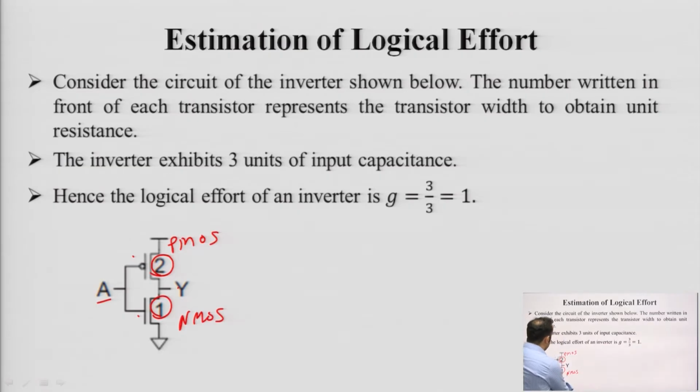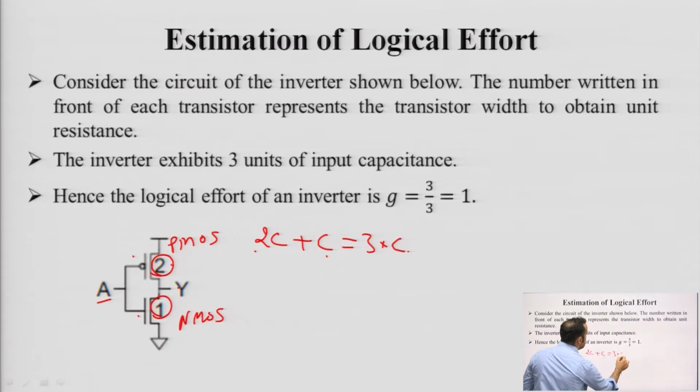So, whatever input you apply to this inverter, it is going to see 3 units of input capacitance: 2 times C from the PMOS plus C from the NMOS. This much capacitance comes from the PMOS and this much comes from the NMOS. In total it presents 3 times C, where C is the capacitance of a unit transistor. And if I go by the definition of logical effort, that is the ratio of the input capacitance of the driving gate to the input capacitance of an inverter producing the same output current.